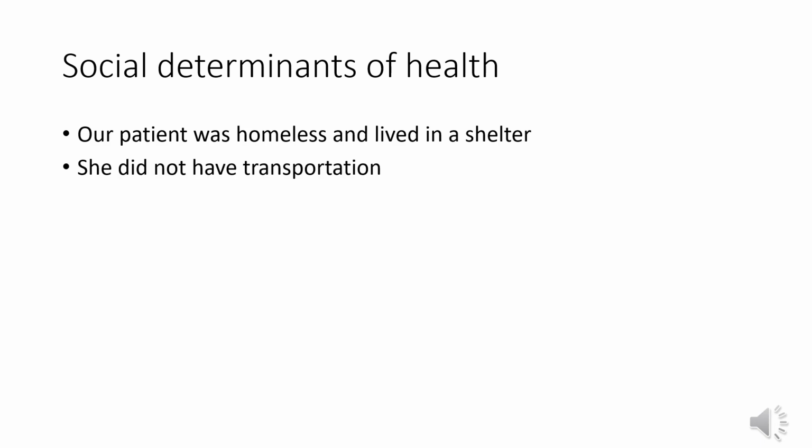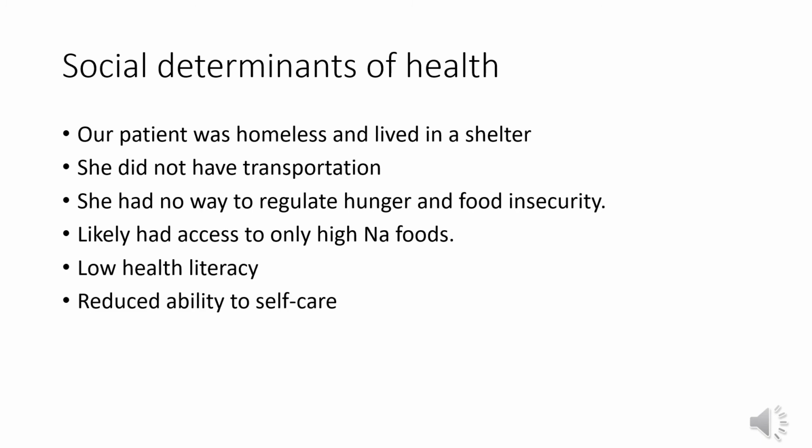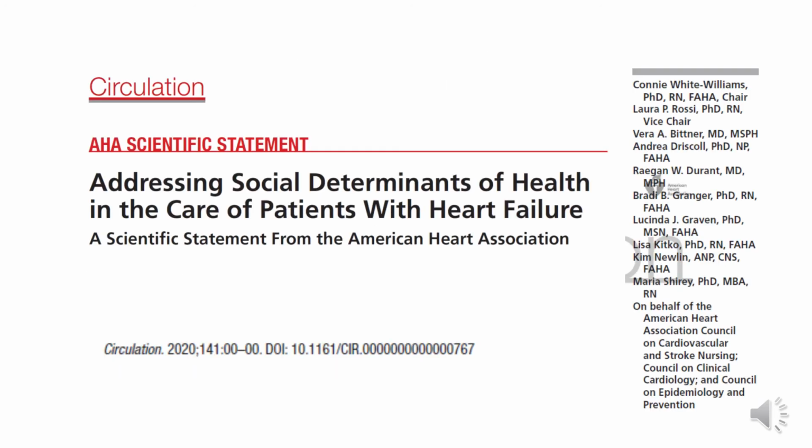And we have a patient here who was homeless, lived in a shelter, did not have transportation, had no way to regulate hunger and food insecurity, likely had access to only high sodium foods, low health literacy, reduced ability to self-care, and reduced treatment adherence. An appreciation of the social determinants of health may at least allow addressing these. Here's an American Heart Association scientific statement from this year that puts forth guidelines, a beautiful case study that goes with the scientific statement that I would encourage you to review.